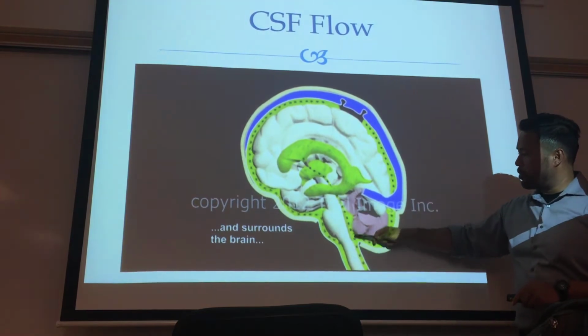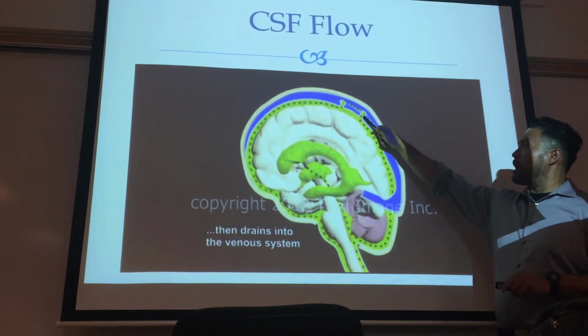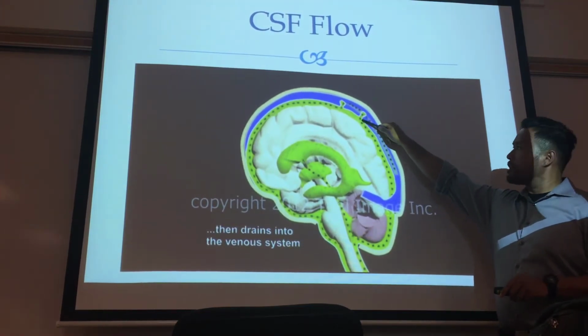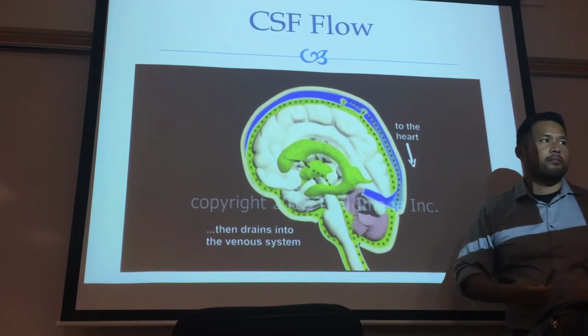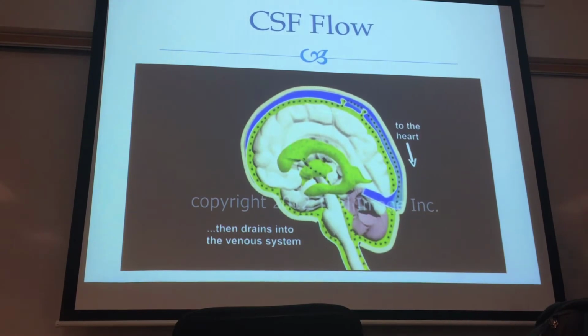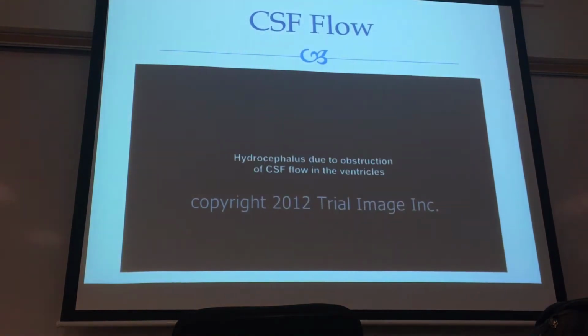Okay, out to the spinal cord, back to the subarachnoid space, out to the arachnoid granulations, where it's going to flow back out, back to the heart. So this is how we create that circulation.